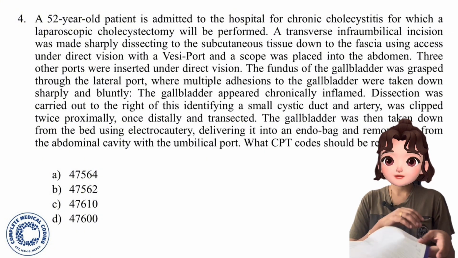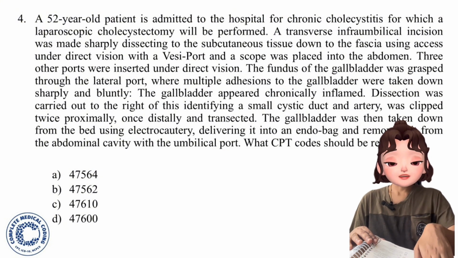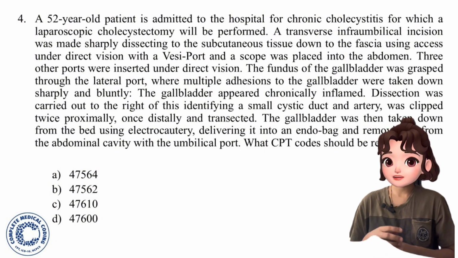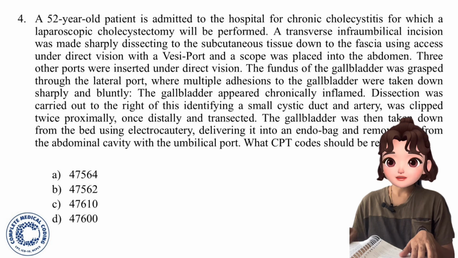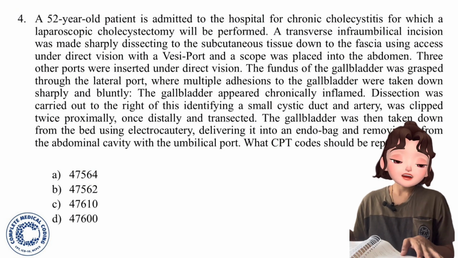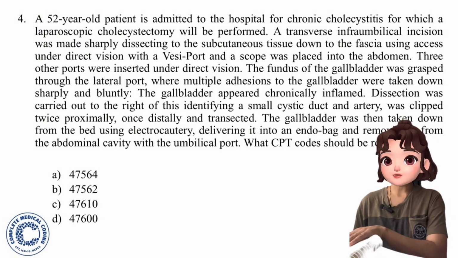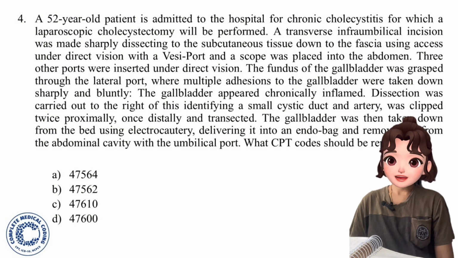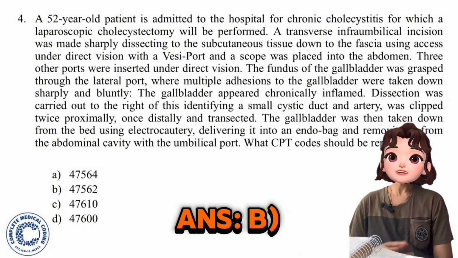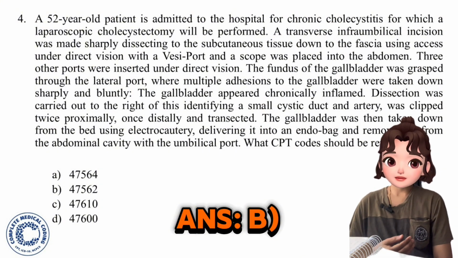47610, option C. It just mentions cholecystectomy with exploration of common duct. There is no exploration of common duct, and also this is not a simple cholecystectomy, this is a laparoscopic cholecystectomy, so that option is wrong. 47600, option D, also just mentions cholecystectomy, so that's also wrong. So you got the correct answer as option B, 47562, laparoscopy, surgical, cholecystectomy. That is the correct answer among these four options.